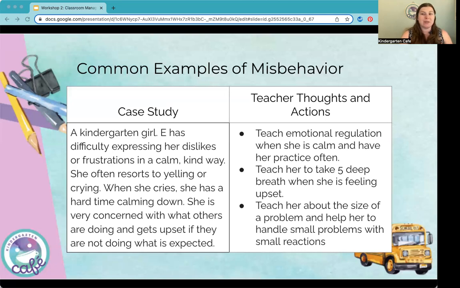And I want to teach her about the size of the problem and how to handle small problems with small reactions. Not a quick fix. Consistency is key, but over time, huge progress. You have to be consistent and you can't give up on it. And you have to keep teaching those skills when kids are calm and looking at the misbehavior as, hey, I need help learning this skill. Then you see it pay off.